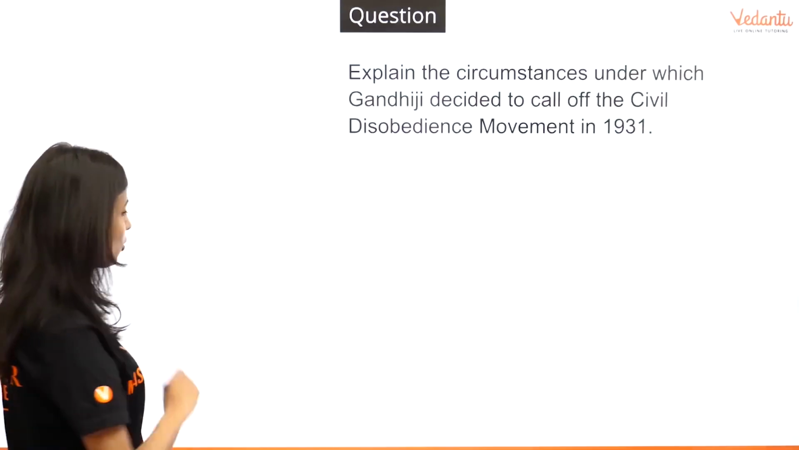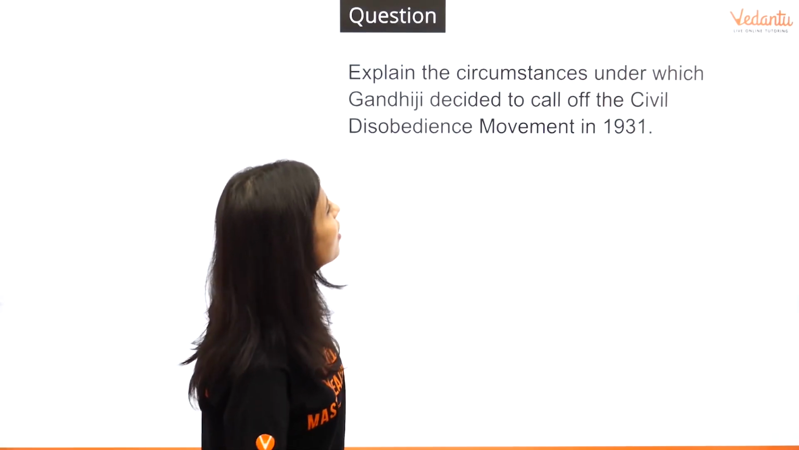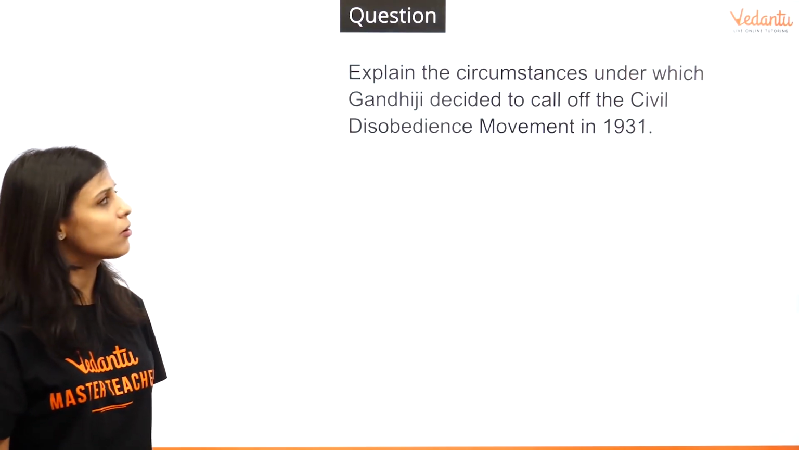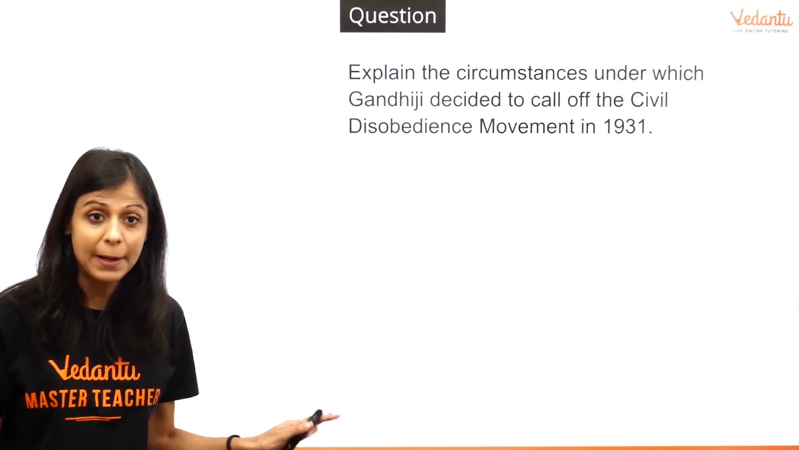I hope that's clear to you. Let's jump on to the next question. Explain the circumstances under which Gandhiji decided... Oh, we just talked about it. Why did he decide to call off the civil disobedience movement?